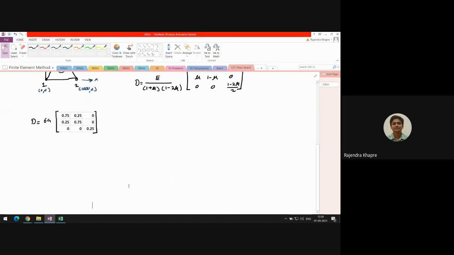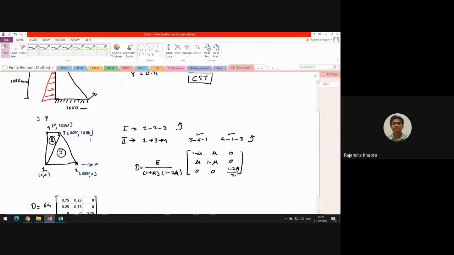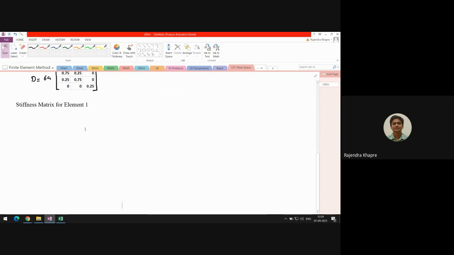Now let us start with the derivation or the calculation of the stiffness matrix for element 1. I am focusing only on element 1 now. Let me draw this element one more time. This is a triangular element, and this is your element number 1. It has nodal connectivity 1, this is node 2, and this is the third node.